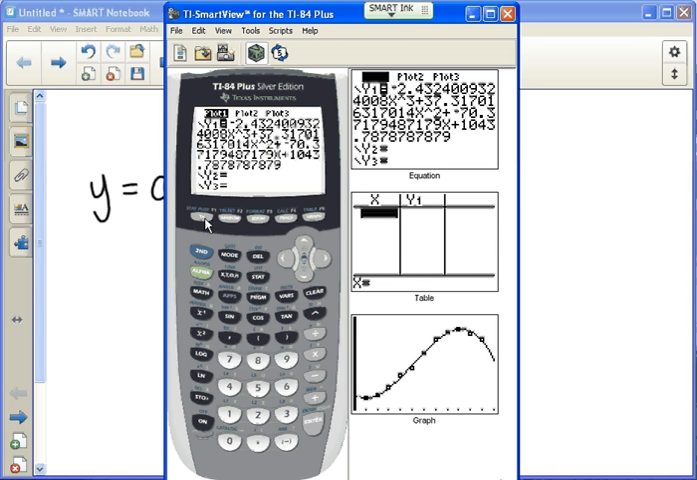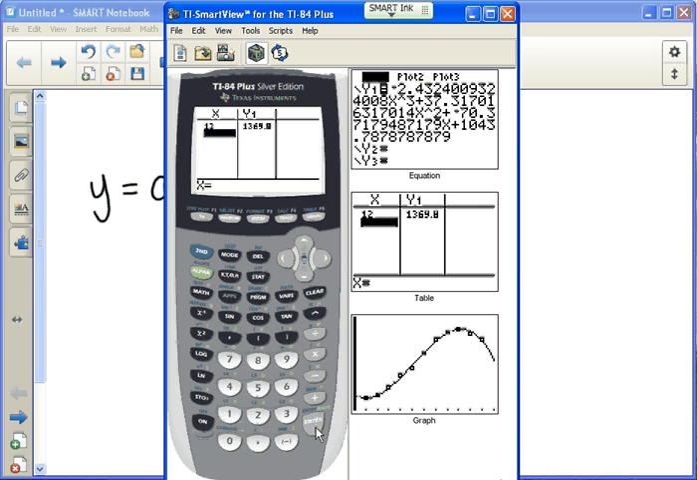So to get to your table, you go to second graph. It says table right above there. And here you can plug in anything you want. Well, I said I wanted to know what it is in 1994. That's 12 years after 1982, so I just plug in 12, and I hit enter. So we would anticipate that there would be 1,369.8 thousand car thefts that year.